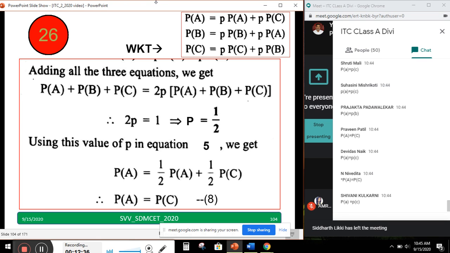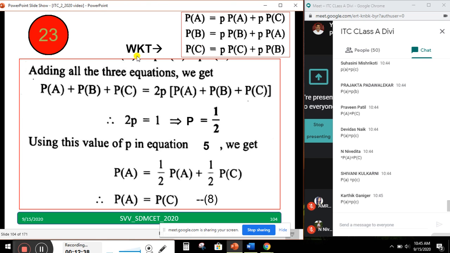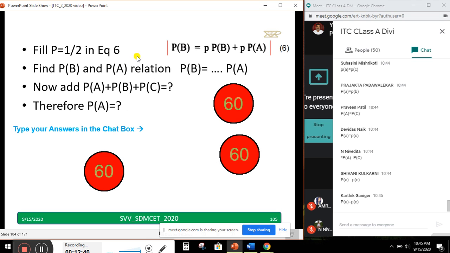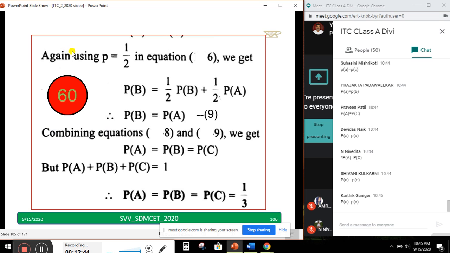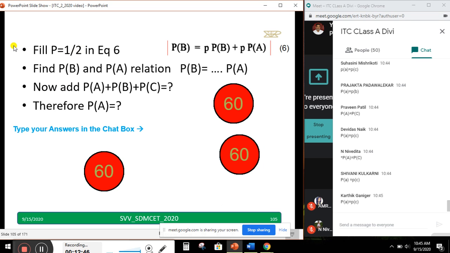Then let me go to the next slide. Fill P equal to half in equation number 6. Find the relation between P of B and P of A. Now add P of A plus P of B plus P of C equal to... Therefore P of A equal to... Just do these things and type your answers in the chat box.